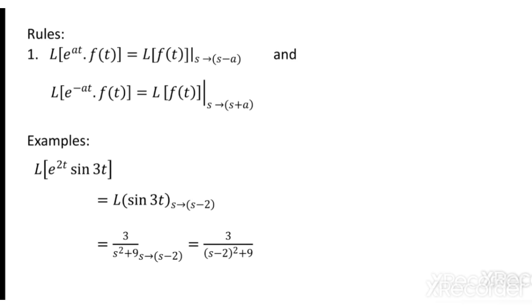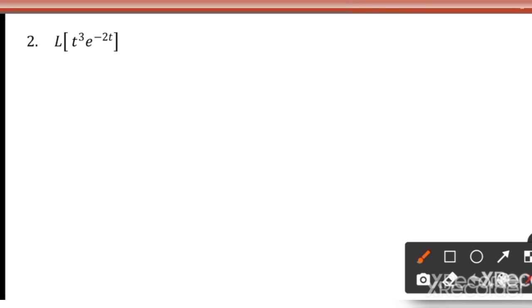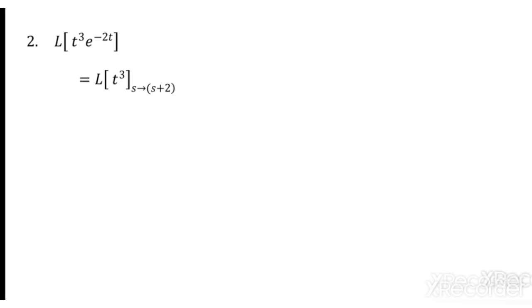So let us move to the next problem, that is t cube into e power minus 2t. Again here it is a product of an exponential with a function. So I have to first take the associated function t cube and get the Laplace transform of t cube. So what is the Laplace transform of t cube? Then replace s by s plus 2. The Laplace transform of t cube is 3 factorial, that is 6 by s power 4. Replacing s by s plus 2 gives 6 by s plus 2 power 4.